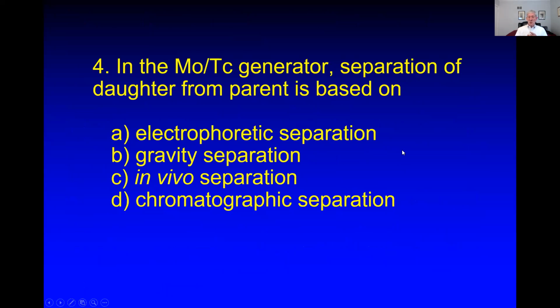In the Molytech generator, how do we separate the daughter from the parent, and then we leave the parent behind to regenerate more daughter? What is the process called? D. D like David? Yes, correct. We use a chromatography column. I showed you a sketch of it last week. These others are just totally incorrect. So it's going to be column chromatography.